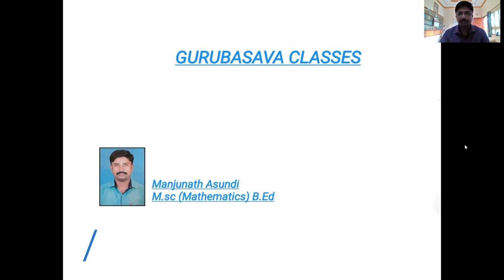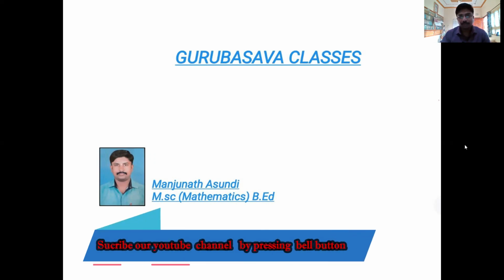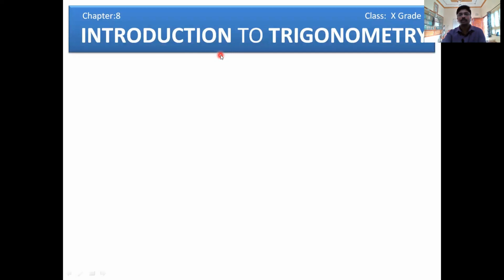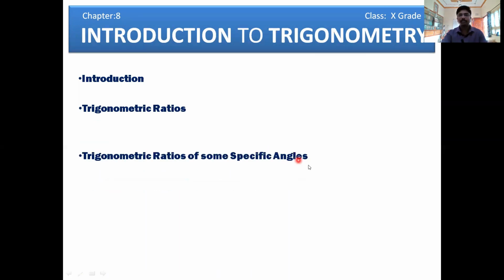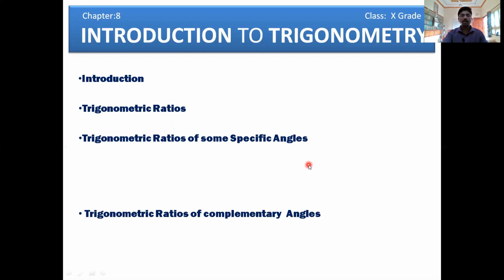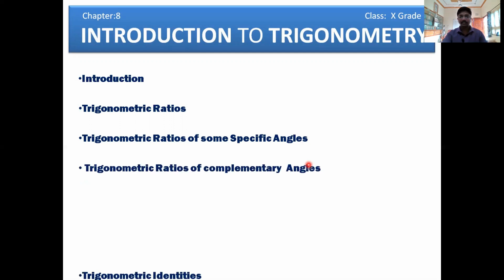Class, I am going to discuss with you a new chapter which is very interesting and will be continued in your 11th grade and 12th grade. That is chapter number 8, Introduction to Trigonometry. In this chapter we will first discuss the introduction and important topics: trigonometric ratios of some specific angles, trigonometric ratios of complementary angles, and lastly trigonometric identities.